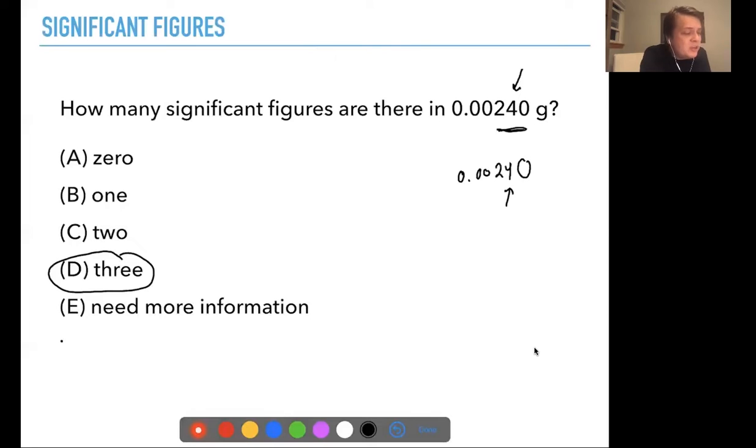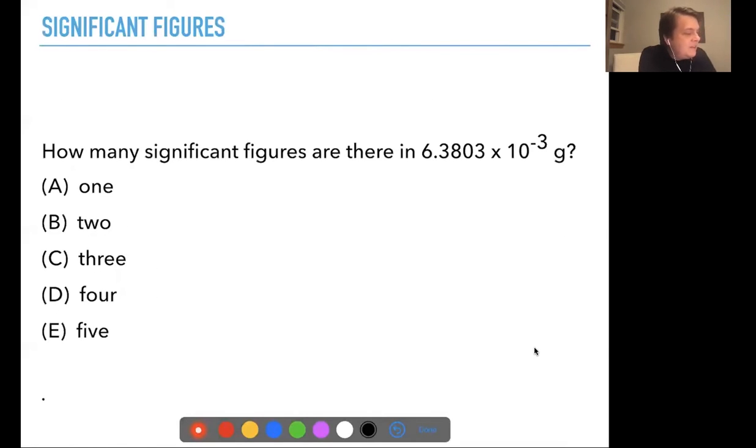Now, one thing you might want to do, it's generally better to write things like this in scientific notation. So I would probably write something like 2.40 times 10 to the minus 3 grams. And then it's even clearer that there are exactly 3 significant figures. Okay. Next question. How many significant figures are there in 6.3803 times 10 to the minus 3 grams? And again, I'll let you pause it so you can think.